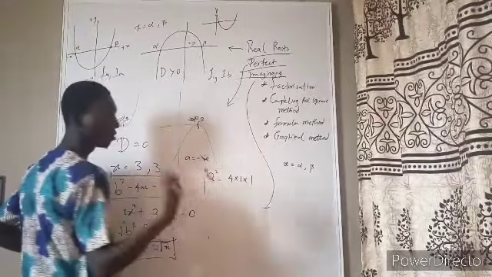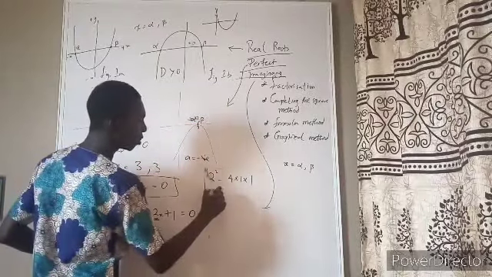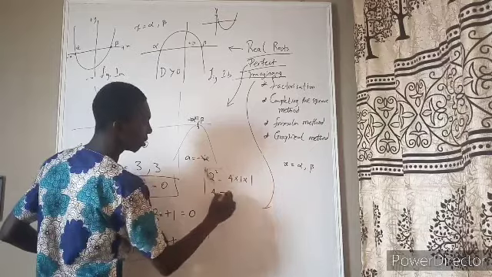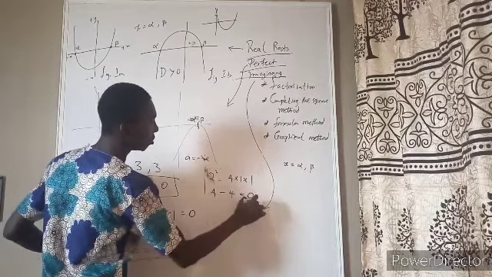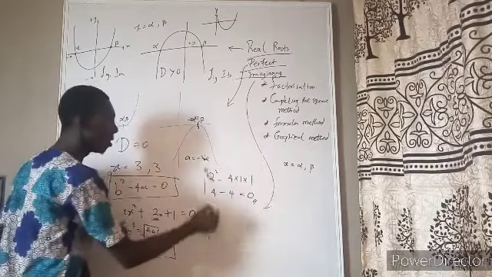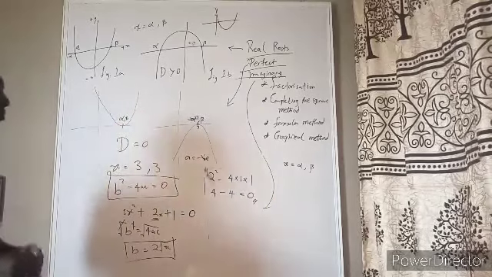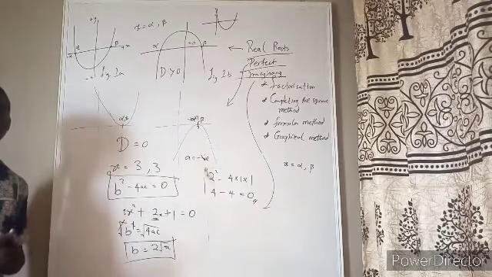If everything gives me 0, then it is definitely a perfect square. 2 squared is 4, minus 4 times 1 times 1 is still 4. 4 minus 4 is equal to 0, meaning it is true. So therefore it's a perfect square. That's how you tell a perfect square.